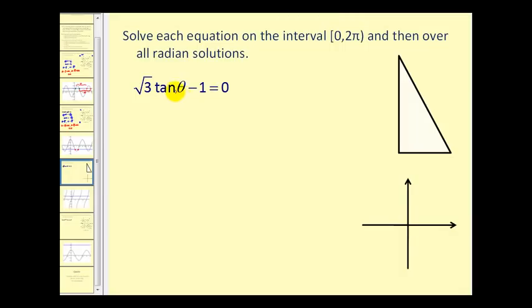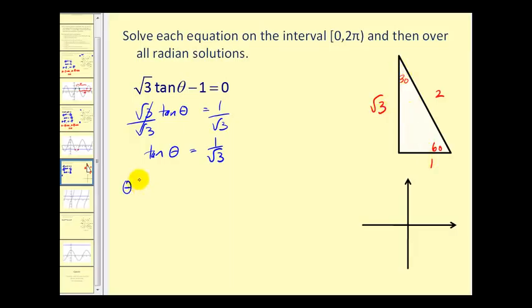Again, we'll first solve this for tan theta by adding 1 to both sides, dividing by square root 3. So we have tan theta equals 1 over square root 3. Now this ratio should remind you of a 30, 60, 90 right triangle. If you take a look at a 30-degree angle, the tangent ratio, or the opposite side over the adjacent side, is 1 over square root 3. So that gives us our first measure for angle theta as 30 degrees, or pi over 6 radians.